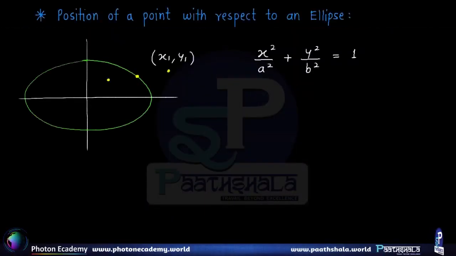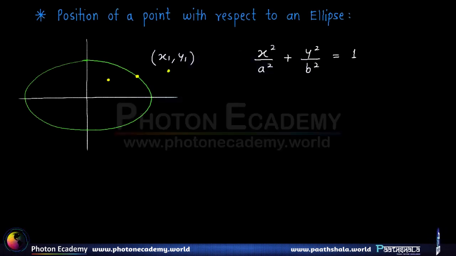Now let us see how to find out the position of a given point with respect to a given ellipse. So that means if we are given an equation of the ellipse and coordinates of some point, how do we know whether the point is inside the ellipse, outside the ellipse, or on the ellipse? Okay, so for that let's consider the standard equation of the ellipse.